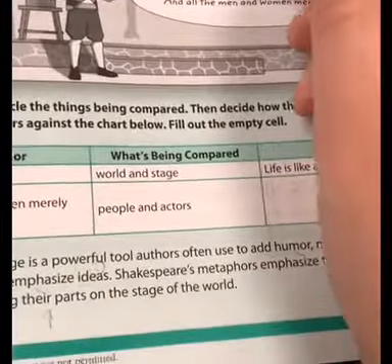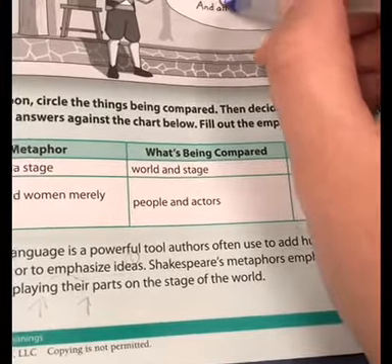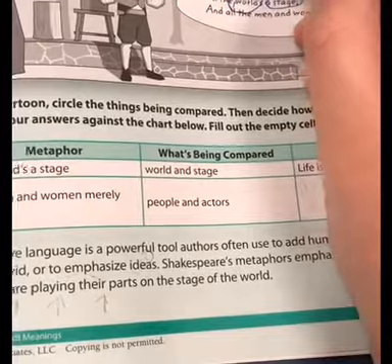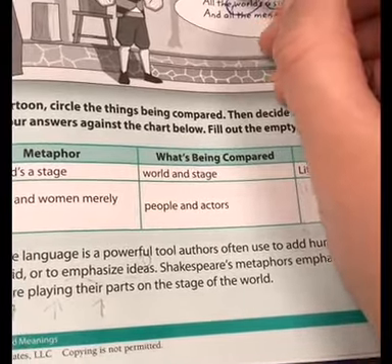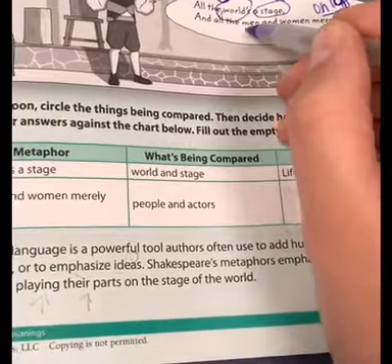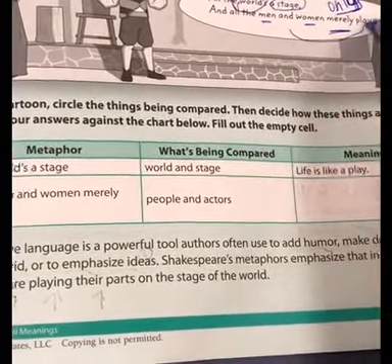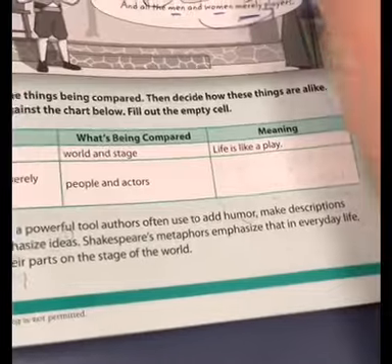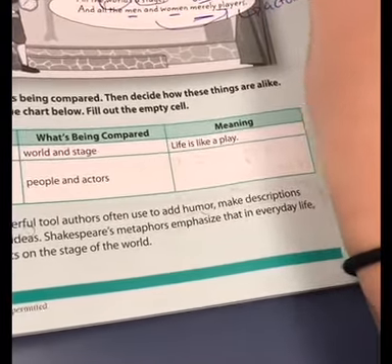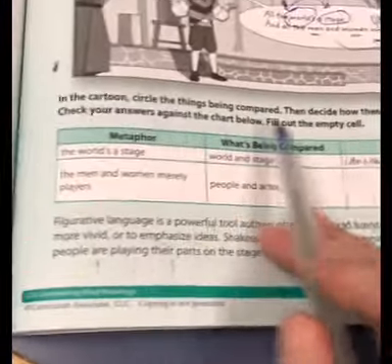Well, in the first line, the world is being compared to a stage. A stage like in a theater, like the one we have in the auditorium. In the second line, the men and the women are being compared to players or actors. All right, cool. Job done.